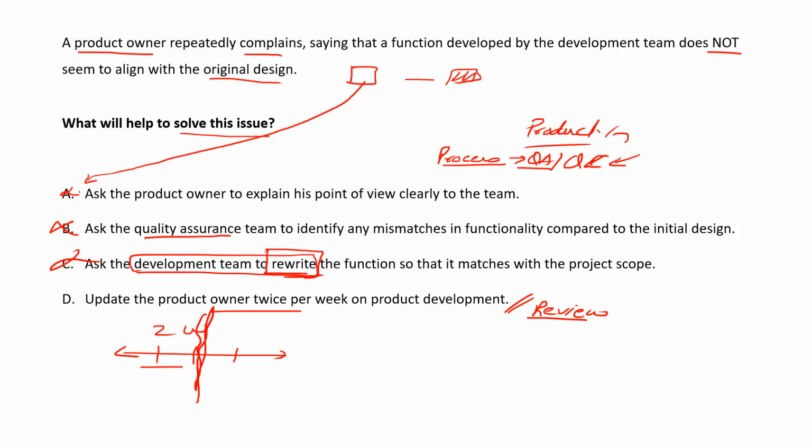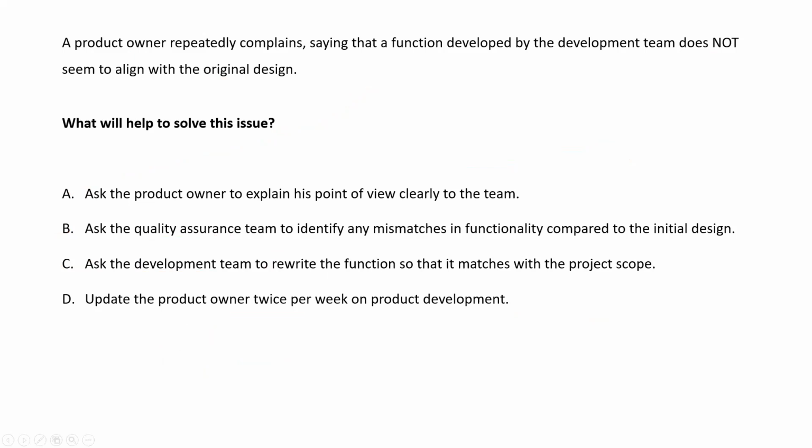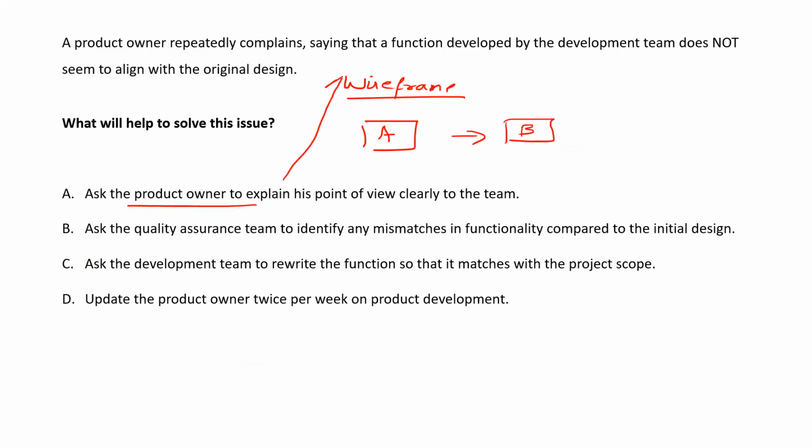I hope the answer was clarified. I don't get the first one. Why aren't we asking him to explain it again? Look, he already did. If you know the concept of wireframing, or any requirement collection technique you have used, you have shown him visually. You have shown him this, A, and he's saying that you are making B, you are not making A. If it was visually approved, how can it be different? Look, the function developed by the team does not seem to align with the original design. So he approved A, but now he's saying it's not A, it's something else.